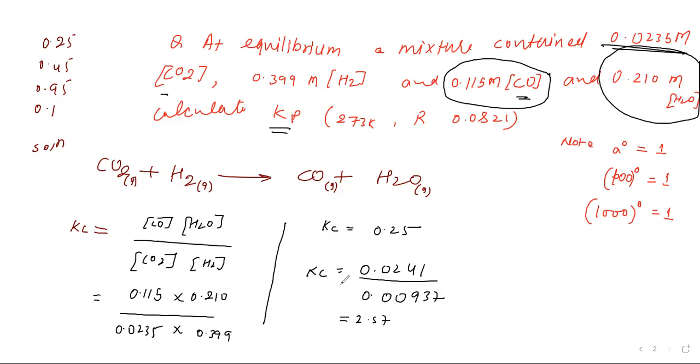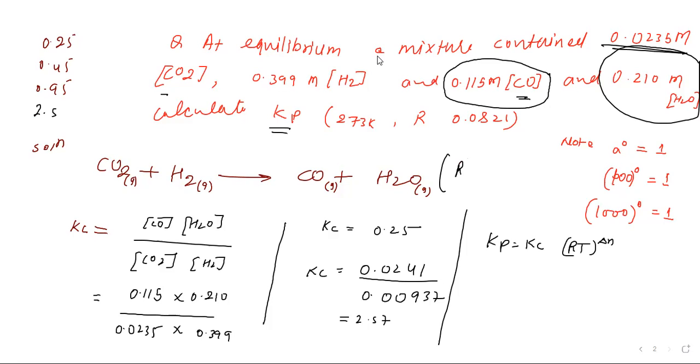Here I mentioned some options wrongly. All options are incorrect? No, 2.5 is also there as one option. So what I am going to do: Kp is equal to Kc times RT power delta n. We have to calculate delta n first.